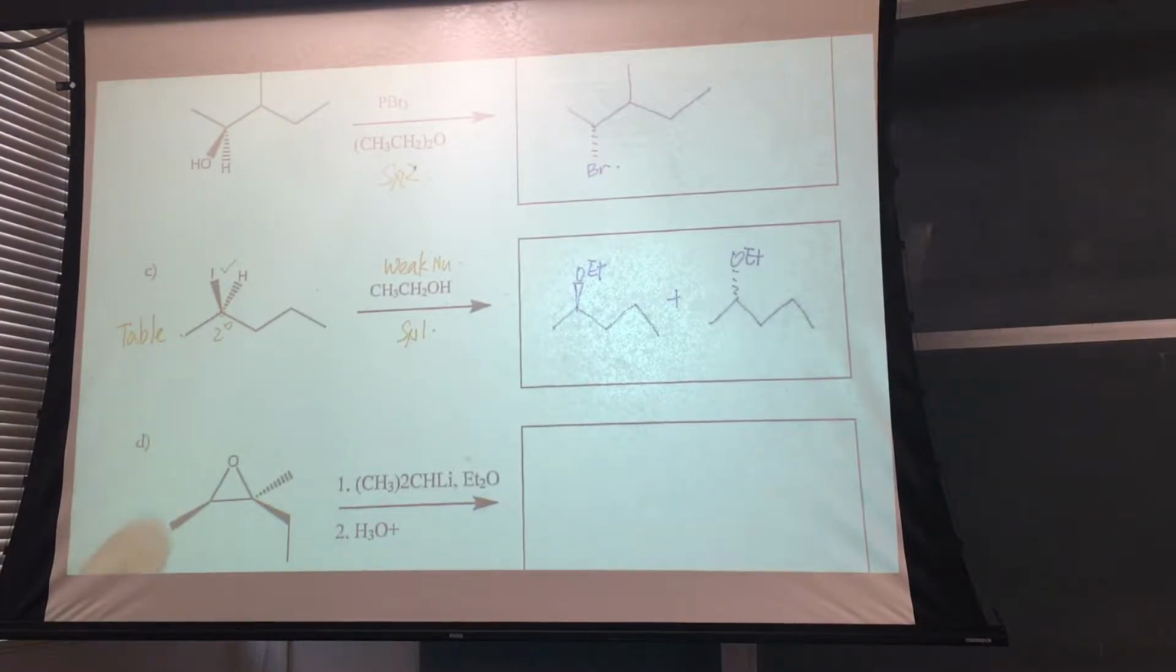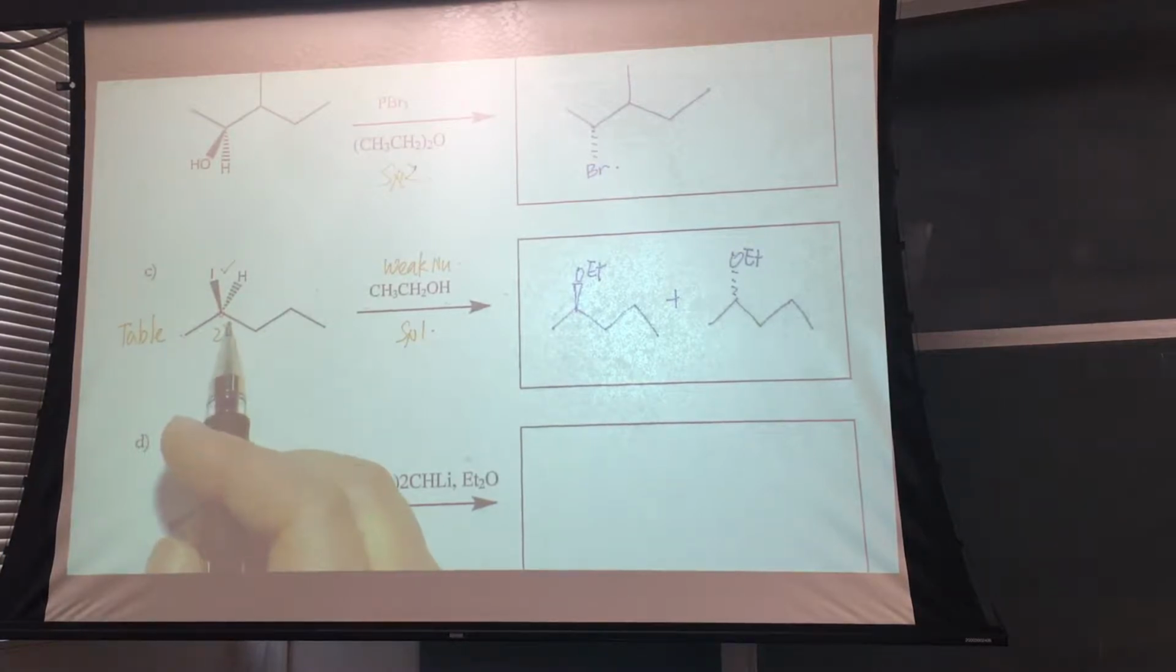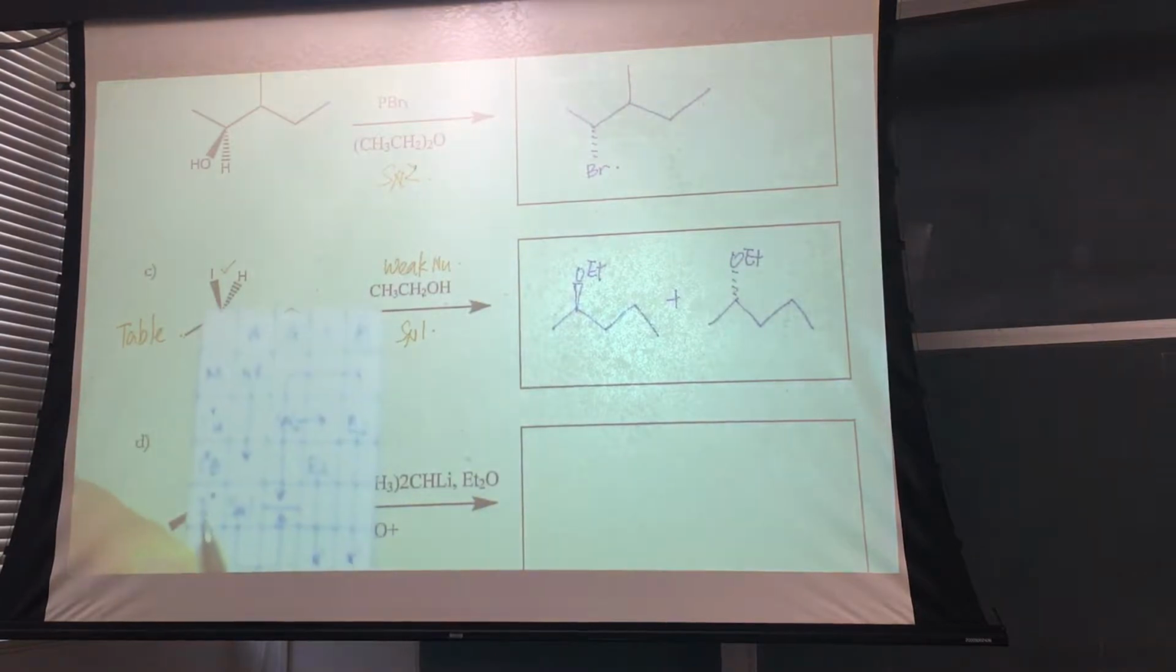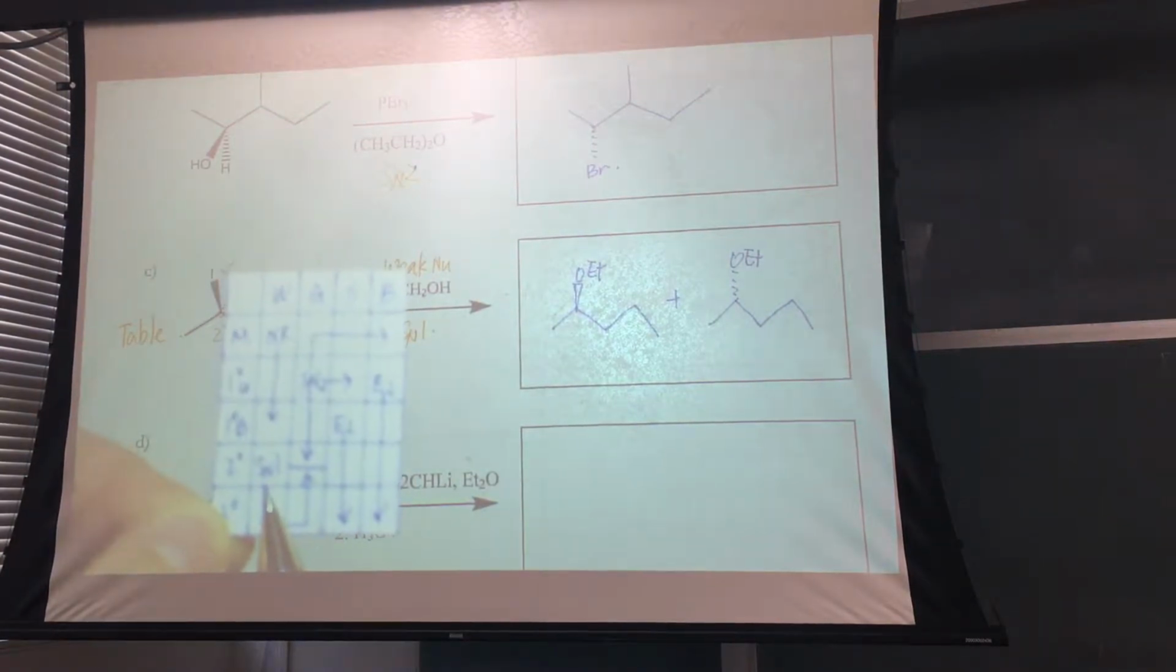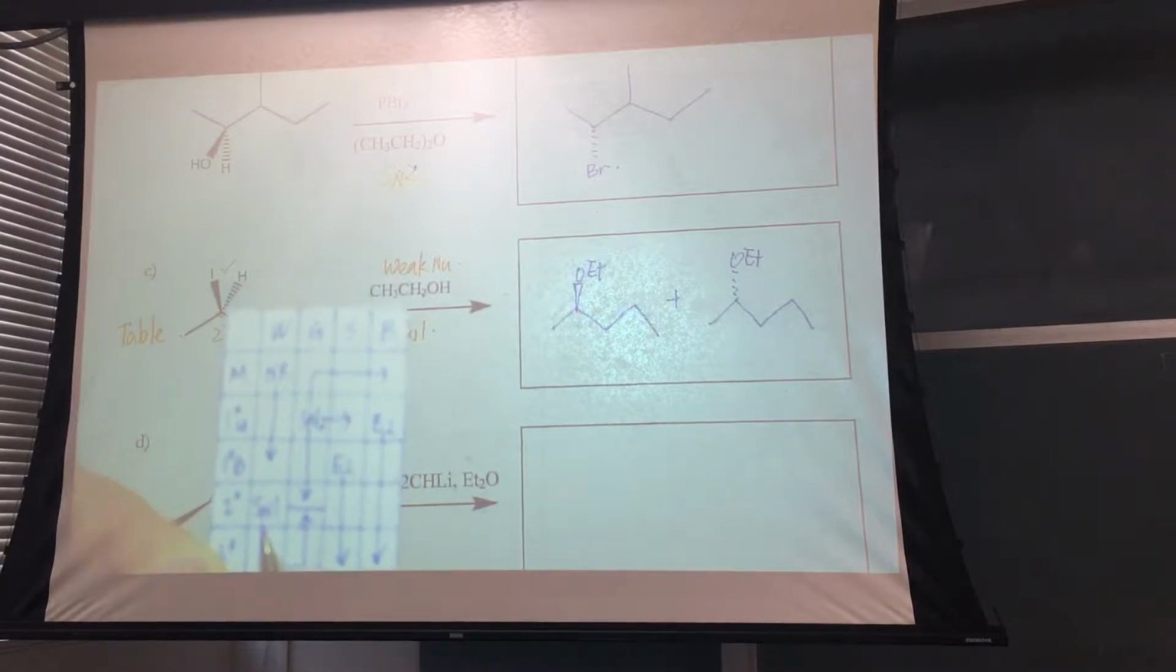So yeah, question? Did I hear a question? No? No question on this one? Yeah, question? Why is it SN1? Okay. Because it's secondary, weak nucleophile. Secondary, weak nucleophile. Oh, okay, yeah.